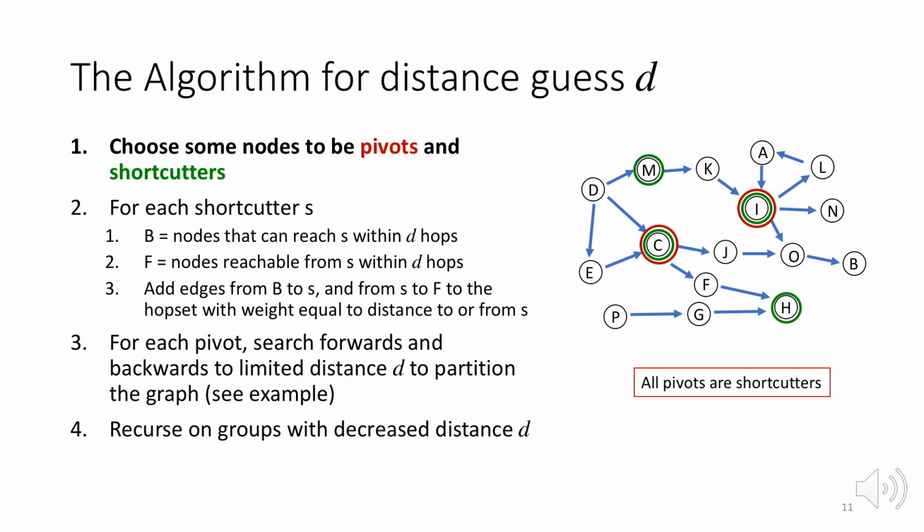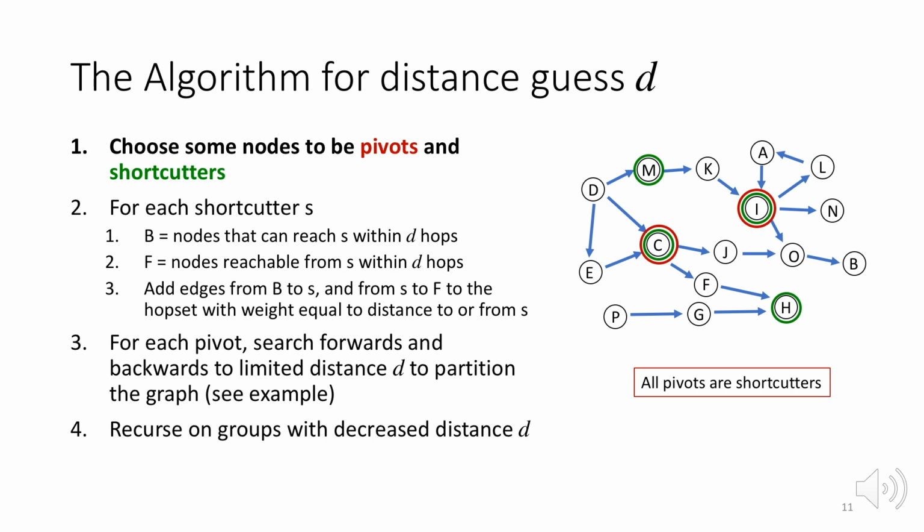This is the algorithm for a particular distance guess d. This is a much simpler version of the algorithm than in the paper, and I've left out a lot of the details that are necessary to make it work. The graph on the right is unweighted, and I'll be using it as an example. The first step is to choose some nodes to be pivots and shortcutters. How we choose those I'll talk about later, along with the roles of pivots and shortcutters in the next step. But for now, we're just going to choose some.